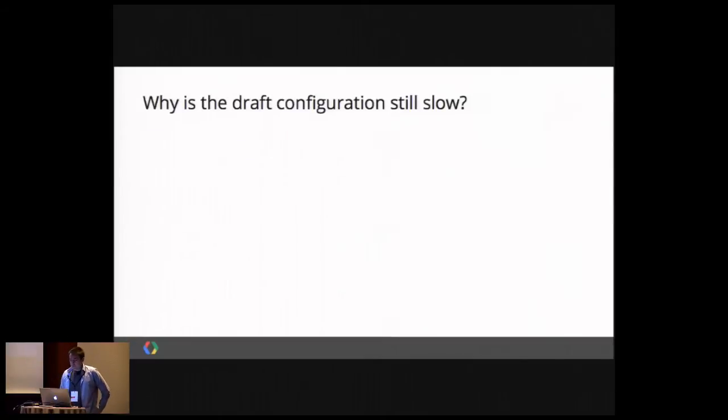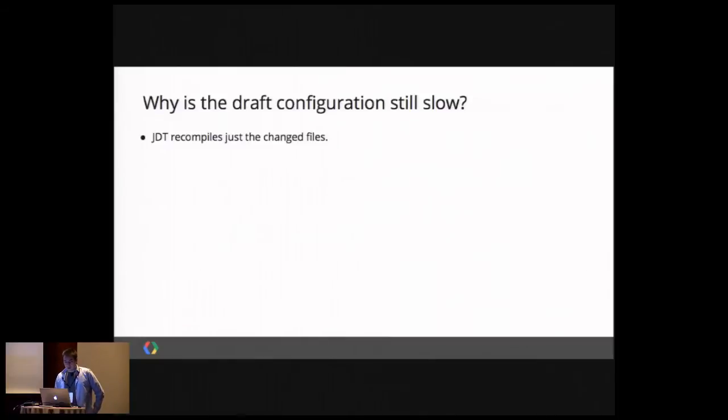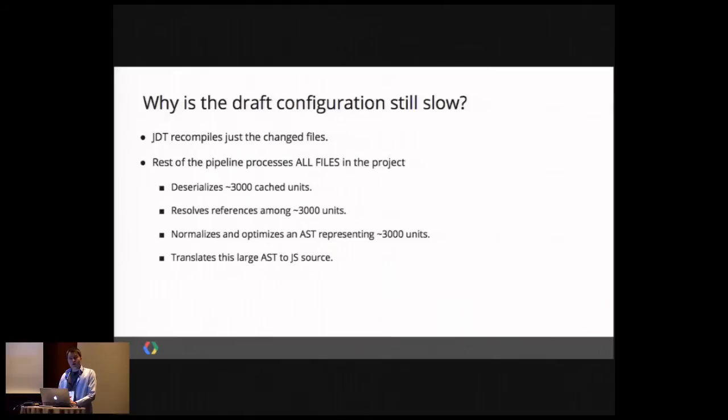We asked ourselves the question, why is the draft configuration still slow? Why is it that when we turn off all the permutations, we have a warm cache, we turn off all the optimizations, we're still spending 37 seconds compiling? Well, the first thing we look at is JDT is actually recompiling just the changed file, which is kind of what you want. Let's say we change one file, we recompile. JDT is only recompiling that one file, so that's pretty good. But the rest of the pipeline is actually processing all the files in the application.